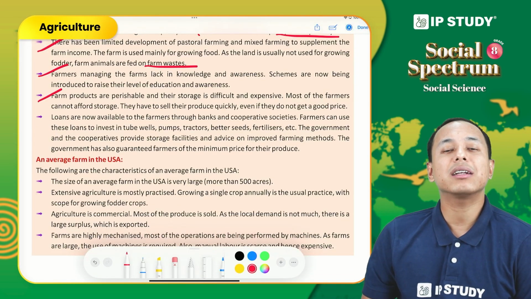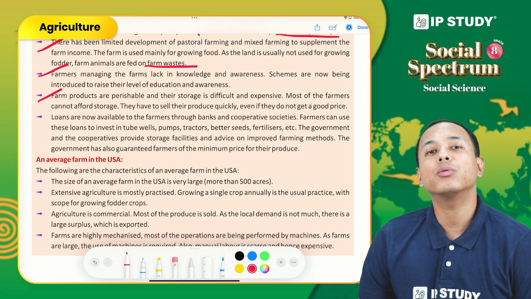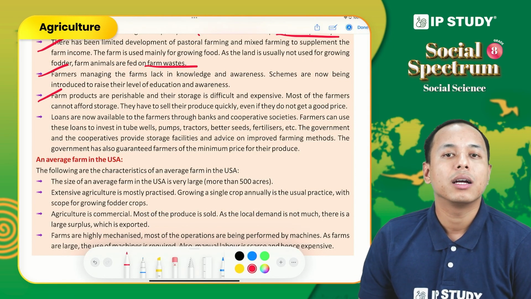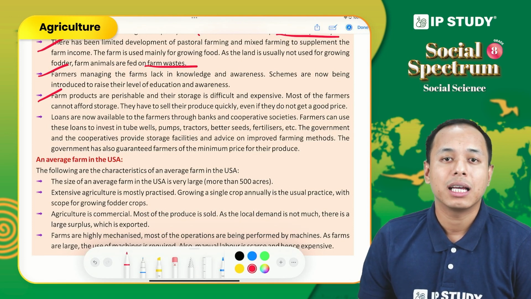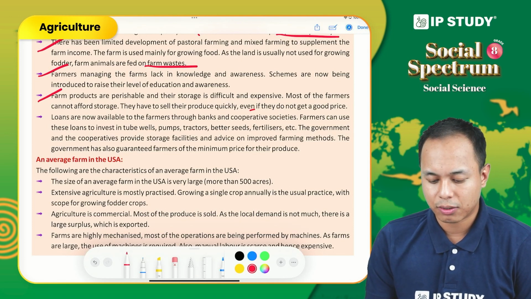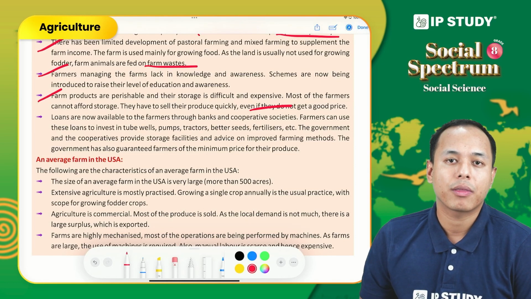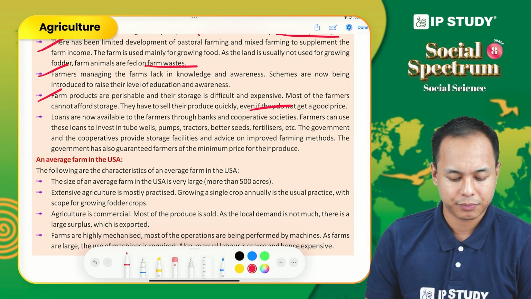Many farmers cannot afford cold storage. As a result, farmers who grow perishable food like fruits or vegetables have to sell their product very quickly, so that those produce do not get spoiled. As a result, they do not get good price for their products.